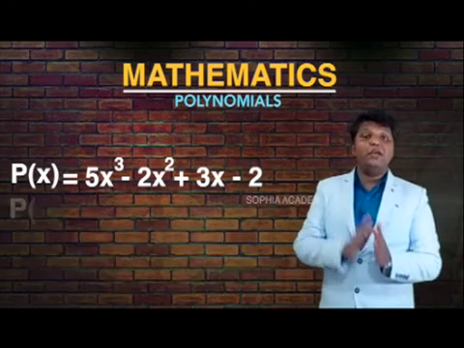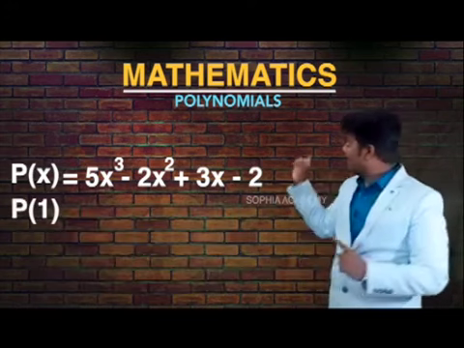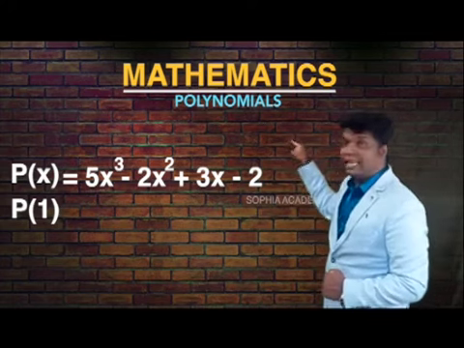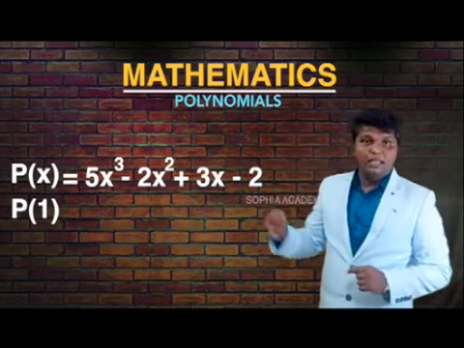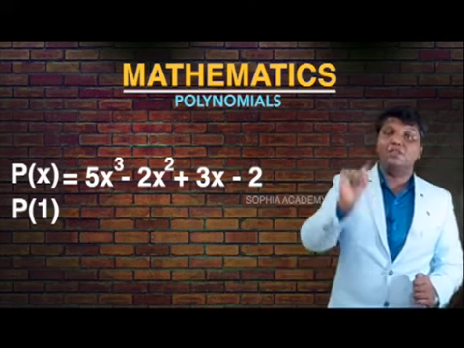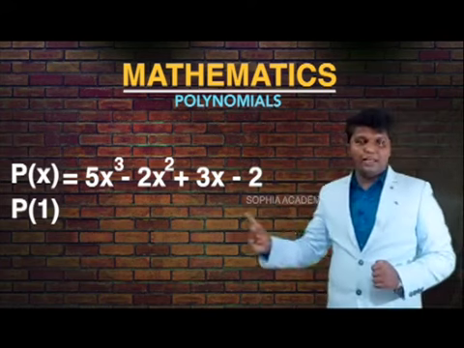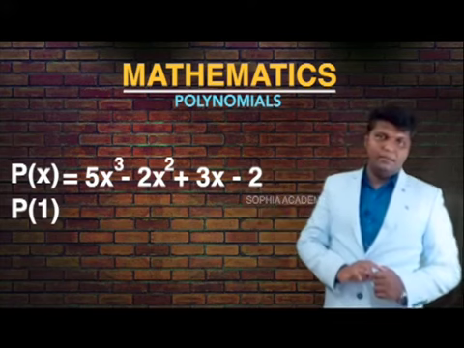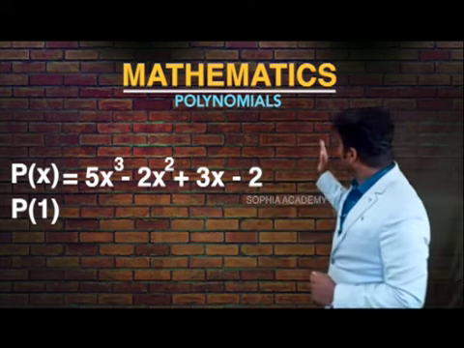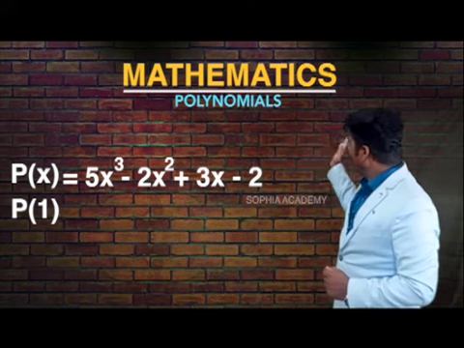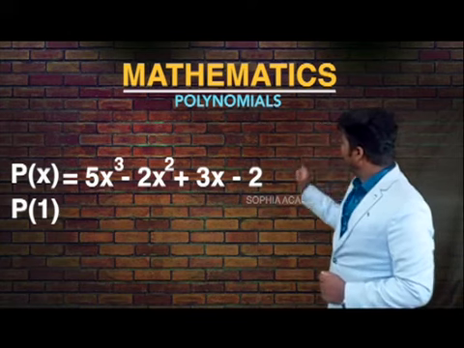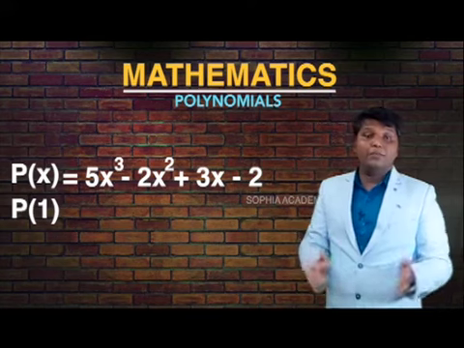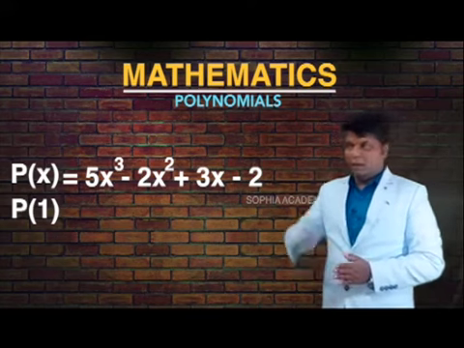Now let us find p of 1. So p of x is given and I am asking you to find p of 1. It means instead of this x, we will put 1 within the brackets. That means you are substituting the value of x with 1. You are taking away the x and dropping 1 there. So wherever you see x in this equation, wipe out all the x and just replace it with 1. So it will become p of 1. Let us find the value of that one.